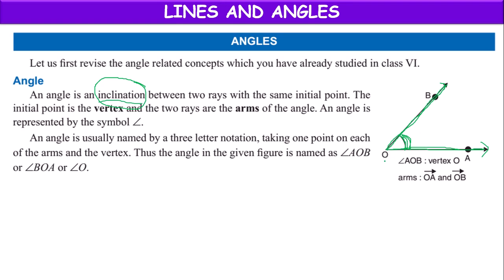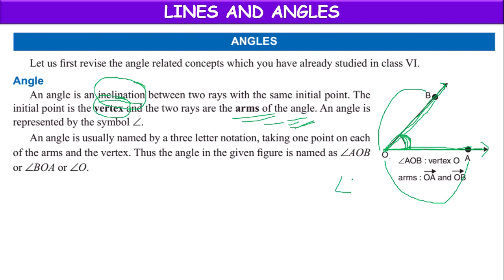This ray is the OA ray. This ray is the OB ray. In the two rays, O is the common point. Then the inclination at point O is called an angle. This common initial point is called the vertex of the angle, and the two rays, OA ray and OB ray, are called arms of the angle. So here the common point O is the vertex of the angle.